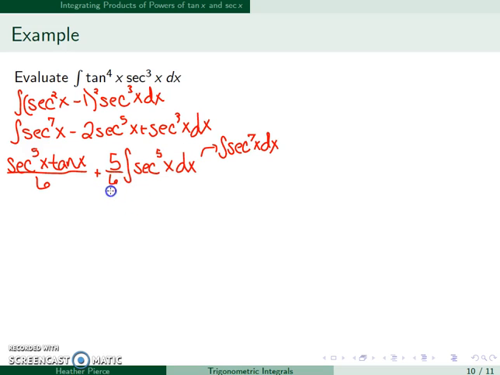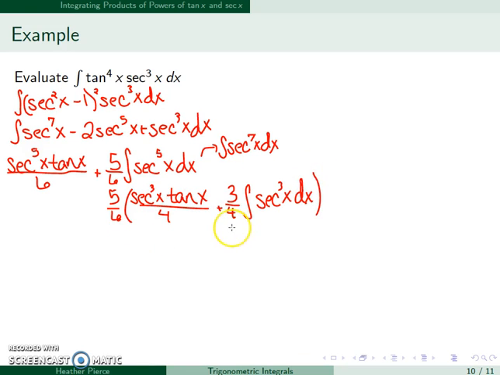We'll now reduce this one, 5 over 6 times. This would be secant to the n minus 2, so secant cubed x tangent x, over 4, plus n minus 2 over n minus 1, which would be 3 over 4, times the integral of secant cubed. We'll now go ahead and reduce this one here. This would be secant to the n minus 2, so we just have secant x tangent x over 1, plus 1 over 2 times the integral of secant x dx.